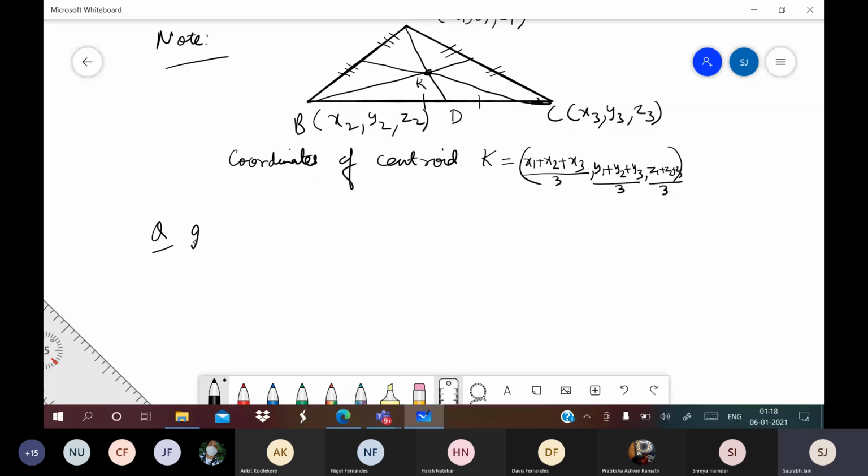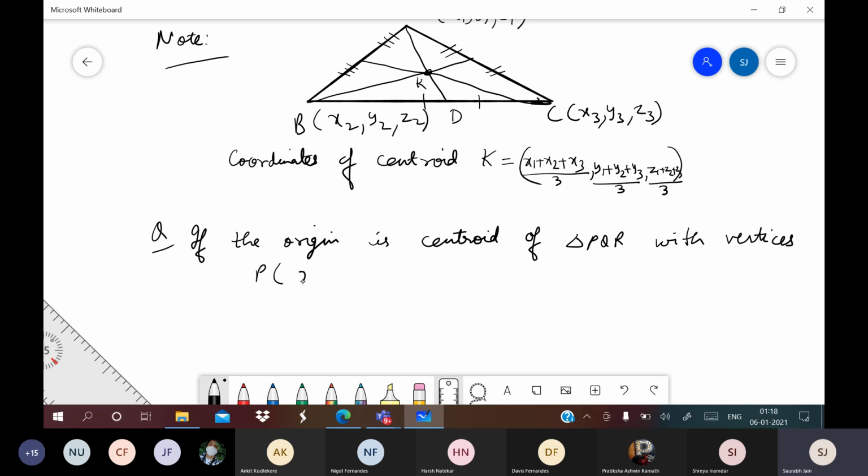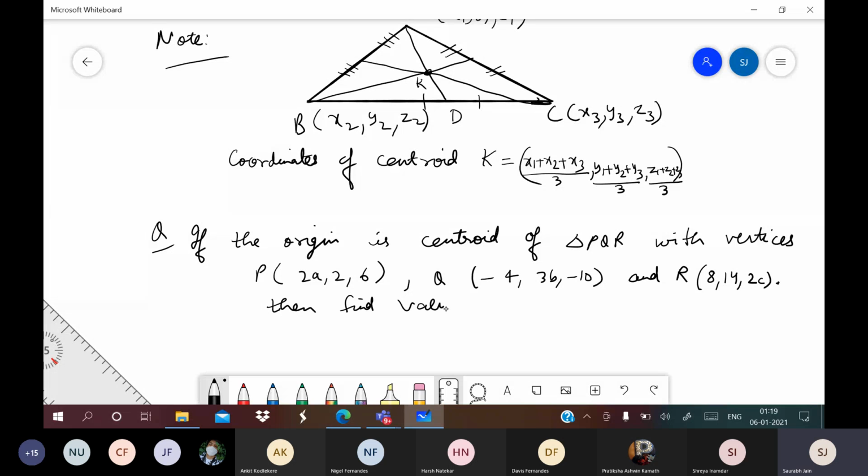Okay, let us solve this question. If the origin is centroid of triangle PQR with vertices P as (2a, 2, 6), Q as (-4, 3b, -10), and R as (8, 14, 2c), then find the values of a, b, and c. Okay, find it.